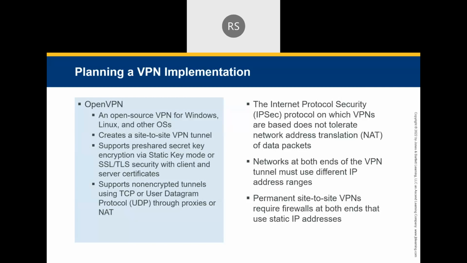Now, some key features for OpenVPN: it supports multiple encryption methods, including pre-shared secret key encryption via static key, and SSL/TLS security with client and server certificates. All right, so OpenVPN also supports non-encrypted tunnels using TCP or User Datagram Protocol through proxies or NAT.